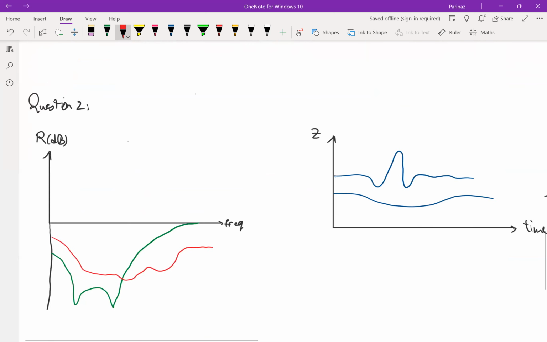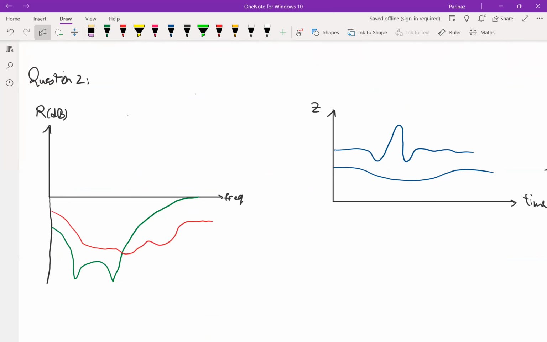Now let's go through a more conceptual question here. We have the reflection coefficient in the frequency domain, and it's given in dB. So these are negative values. dB is basically 20 log of gamma in value. And because gamma is less than 1 and more than 0 in amplitude, all the time, we are going to have less than 0 dB.